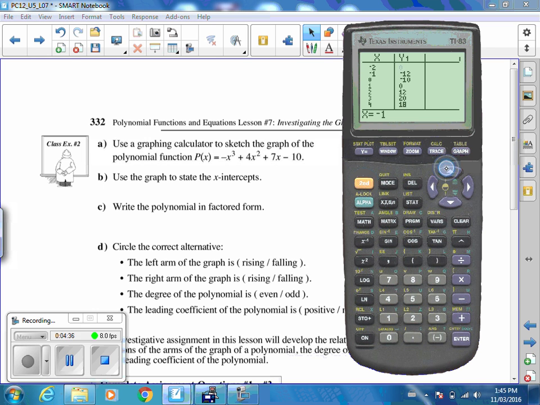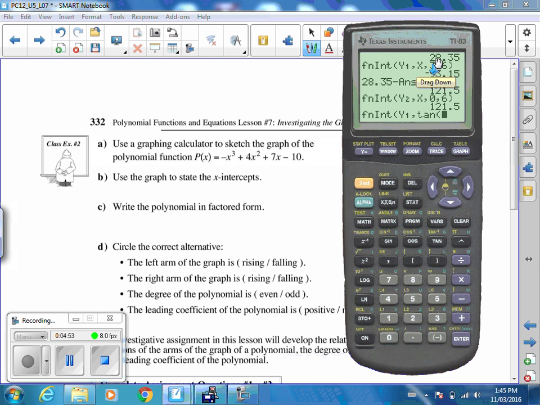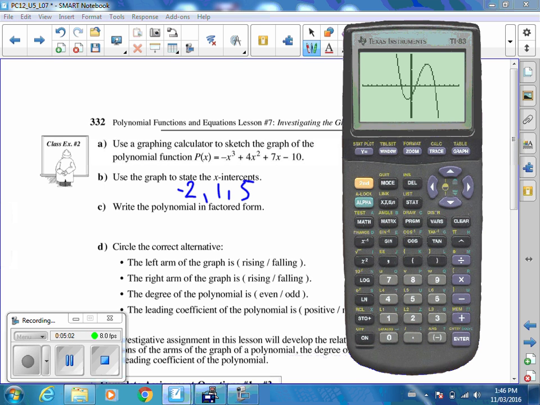So at 1, at -2, and 5. 1, -2, and 5. So back to my graph. 1, 5, and -2. So -2, 1, and 5 are my zeros. So this means x plus 2, x minus 1, x minus 5.